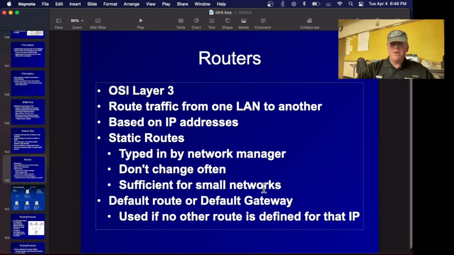Larger networks use automatic addressing. And the default route, if you have a leaf network, your laptop is a leaf network. It's an endpoint. You only want one connection going out to the internet, nowhere else. So all you need is a default gateway. Anything that's not local goes right off to the internet.